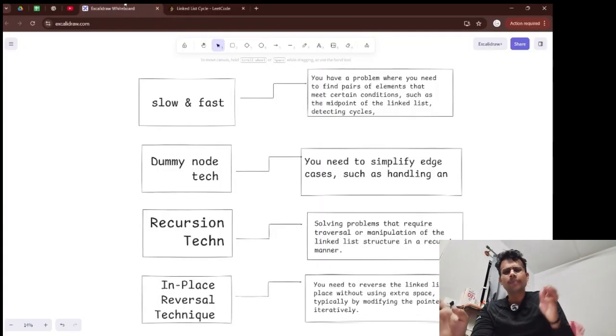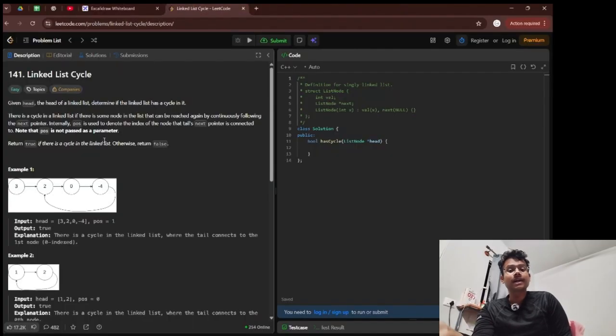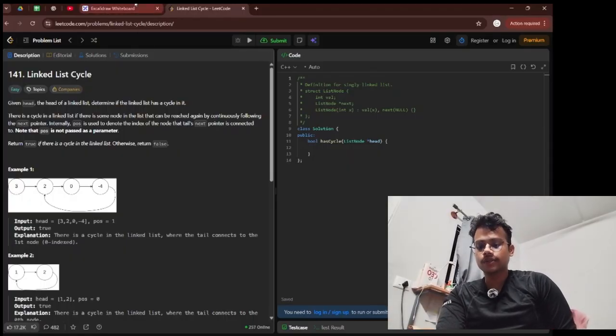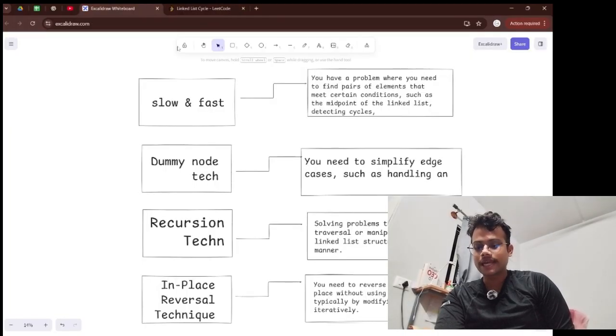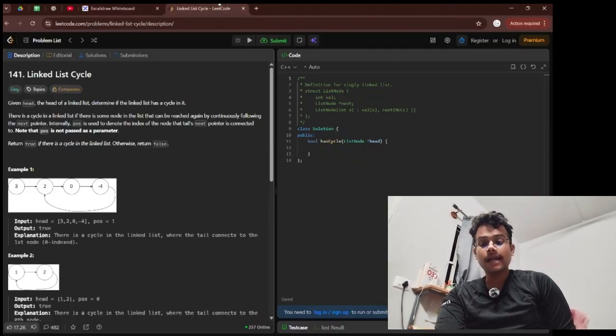Now pause. You might say, hey Sagar, we saw the word cycle here, detecting cycle. Can we use this pattern to solve the problem Linked List Cycle? The answer is yes. Do you understand what I'm saying? When you look at the question, what do you notice? The question is directly saying if there is a cycle in a linked list. From this, I can identify that I can go with the slow and fast pointer, and that is correct.